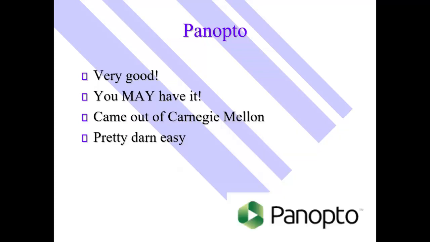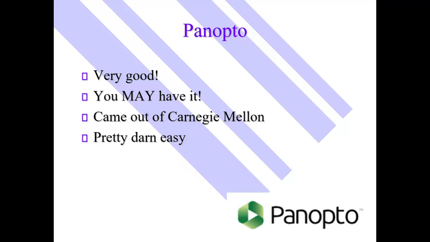Okay, Panopto. Panopto is very good. And you may have it because it is bundled with learning management systems sometimes. This was designed for education. It came out of Carnegie Mellon. A couple of Carnegie Mellon computer science professors and entrepreneurs spun this out of Carnegie Mellon.